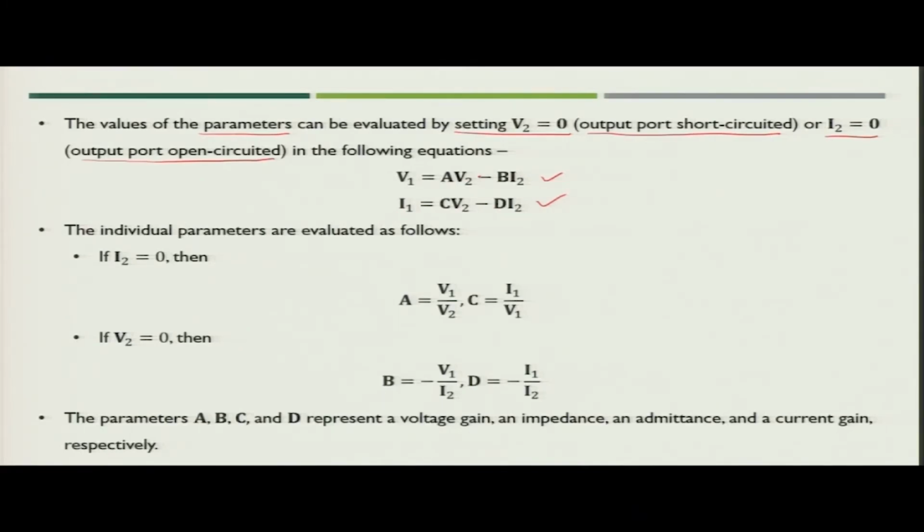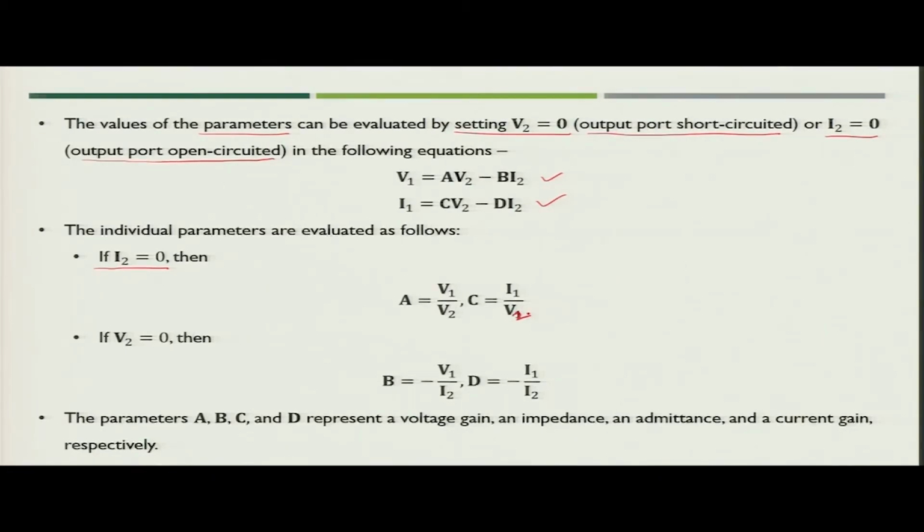Now, in these equations, if you set I2 equal to 0, that means you are setting the output port as open circuit. In that scenario, the value of A will be V1 upon V2. So, you can see from this equation, if you set I2 equal to 0, A will be V1 upon V2 and C will be I1 upon V2.